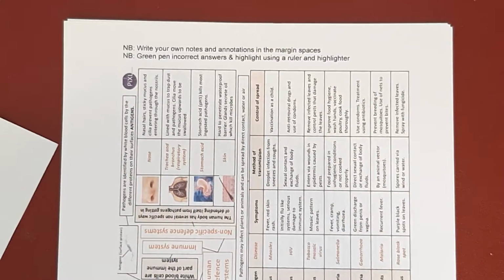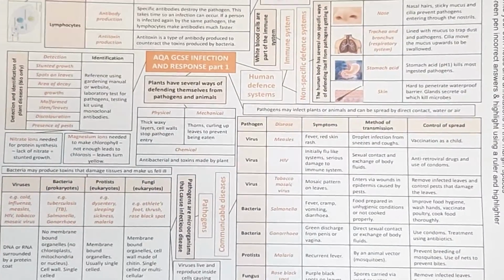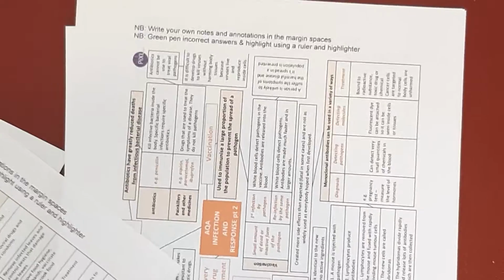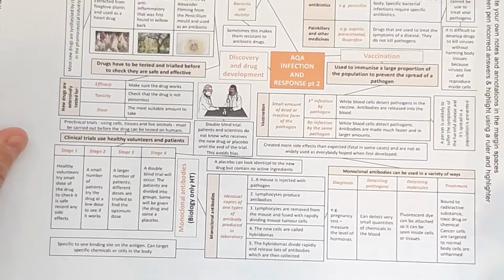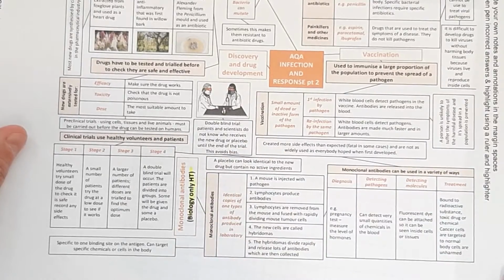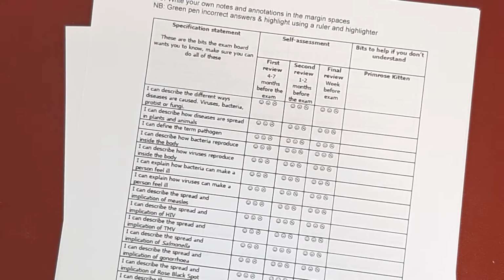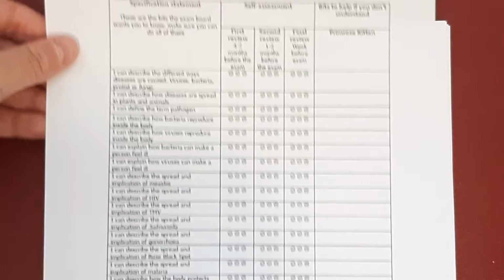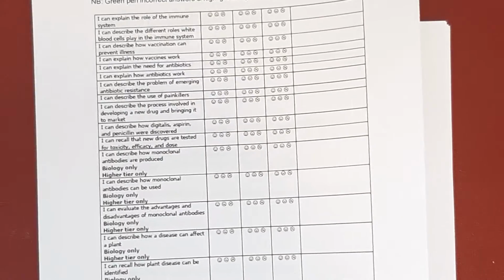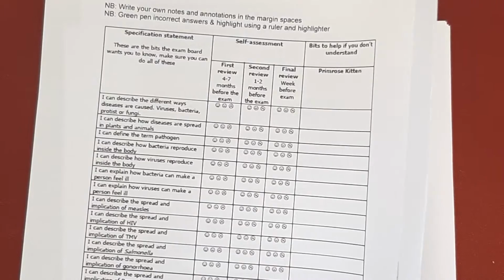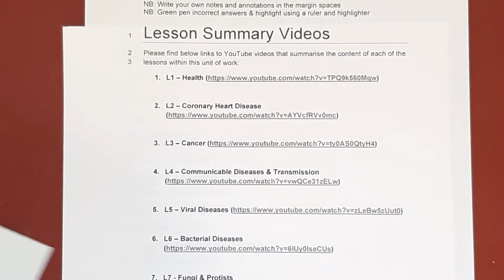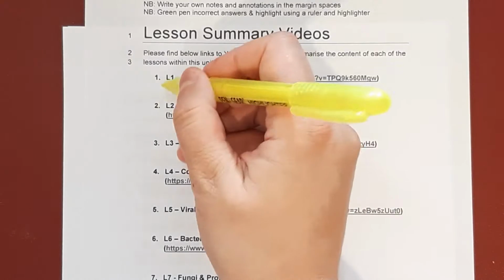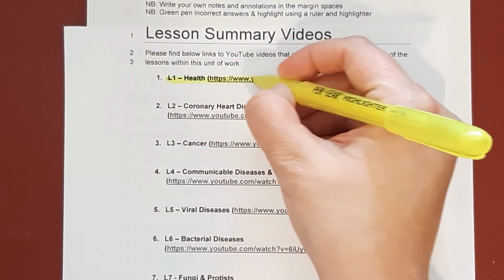You will find that the first few pages of the booklet are filled with revision notes to help you. Some of this is biology only. You don't need to know the biology only higher tier stuff. And then there is also a set of statements crossing over 2 pages of things you need to know to be able to pass this in the exam. As you work through the booklet, you should be able to work through these and you can check your progress periodically. There's also a list of the YouTube videos that are used in each of the lessons. So this is the lesson 1 that we're doing. So this is the YouTube video that you will find in lesson 1.